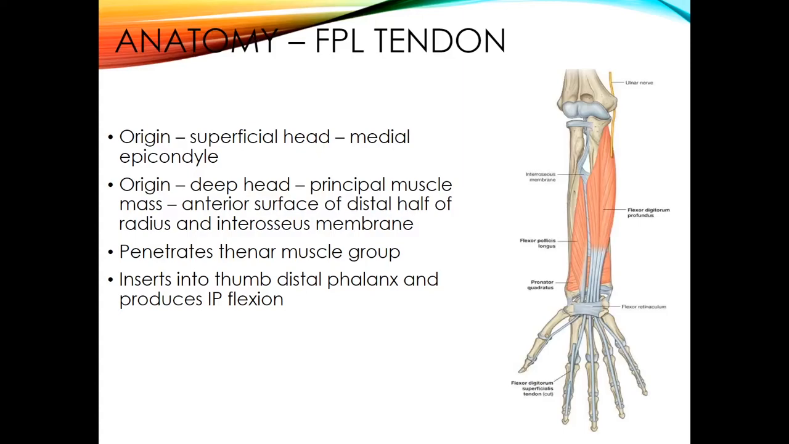The FPL has origins at the medial epicondyle, especially its superficial head. Its deep head, which is the principal muscle mass, comes from the radius and interosseous membrane. And this penetrates through the thenar muscle group and inserts on the distal phalanx to produce thumb IP joint flexion. You'll see this penetration through the thenar groups if we ever have an FPL tendon that we're rupturing. Sometimes we have to trace that tendon through the muscle back into the carpal tunnel to find it, as it tends to retract all the way back into the wrist.